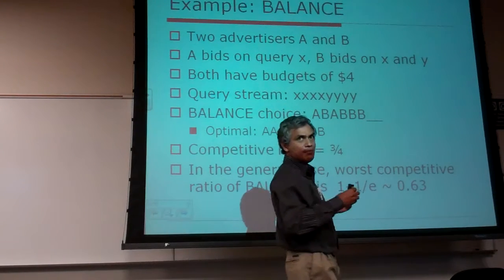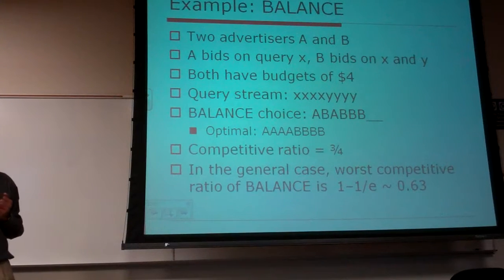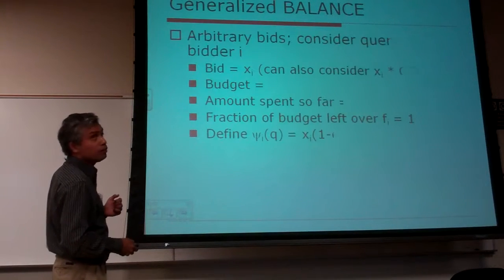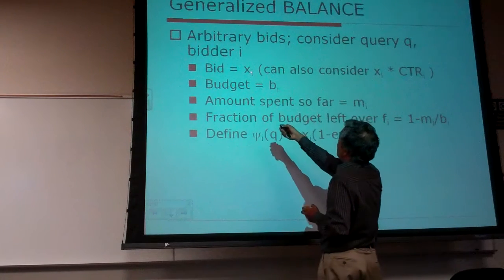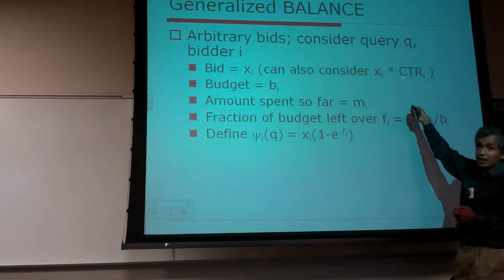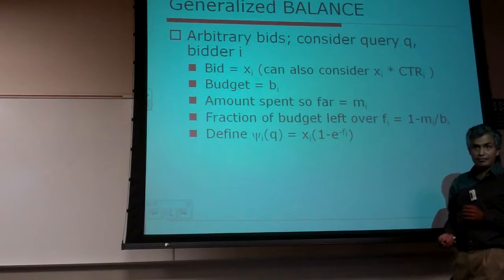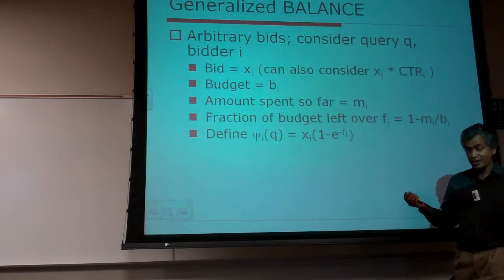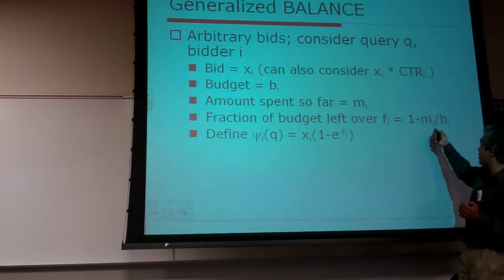Previously, the fraction of the remaining budget is the same as the remaining budget because you started with the same amount and your bids had the same size. Okay, so to generalize it, and I won't go into all the details here, if, for example, the bid is xi, you can also think of expected bid value, xi times CTR, right? Budget is bi, okay? And then the amount spent so far is mi, among the budget. Then the fraction of budget left over is fi, which is 1 minus mi by bi.